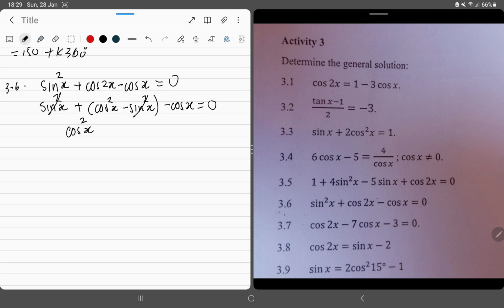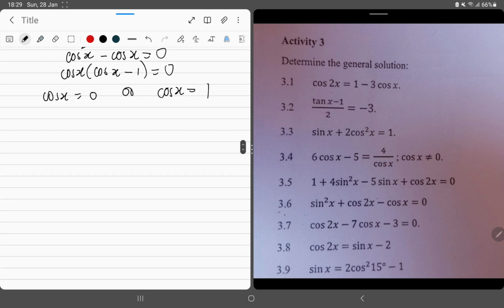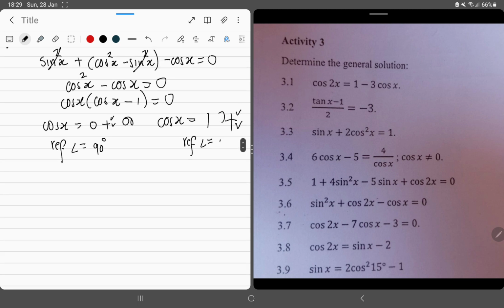I'm left with cos squared x minus cos of x is equal to 0. And then you just want to take out a factor of cos of x, cos of x minus 1 is equal to 0. So cos of x is equal to 0, or cos of x is equal to 1. So here I'm working in quadrants where cos is positive, even this side. The reference angle there should be equal to 90 degrees, and the reference angle this side should be equal to 0 degrees.